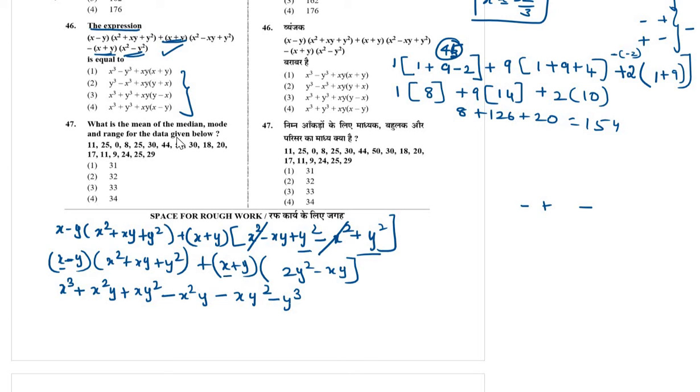This term first multiply with the x: so 2y squared x minus x squared y. And then multiply with y: 2y cube minus xy squared. So anything that cancels, we can cancel it. So x cube, nothing is common. X squared y: here it is plus x squared y minus x squared y. Xy squared. And then anything from here, x squared y.